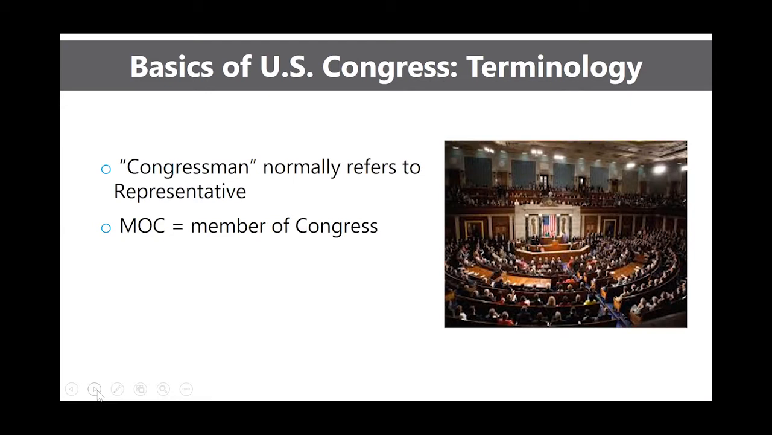Each chamber of Congress has an elected leader. In the House of Representatives, this person is known as the Speaker of the House. Currently, that's Paul Ryan. And in the Senate, the Majority Leader, the person who leads the Senate, is Mitch McConnell. The Majority Leader also customarily serves as the chief representative of their party in the Senate.